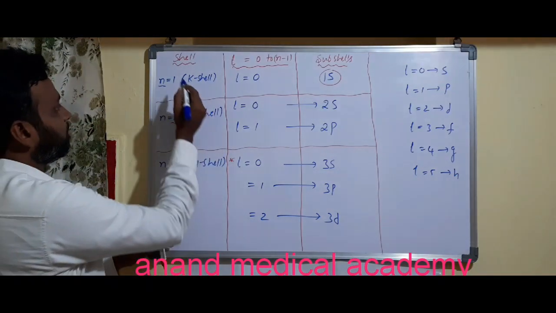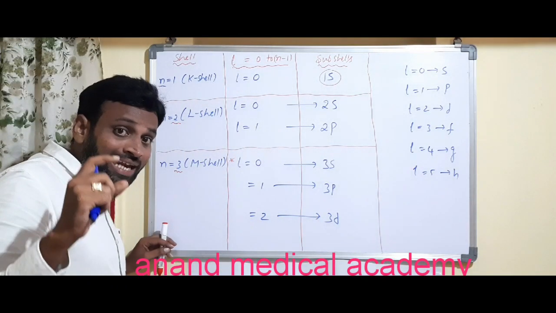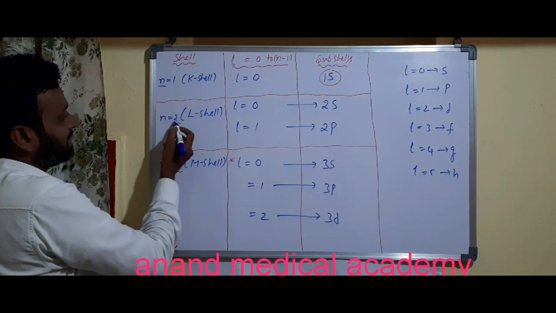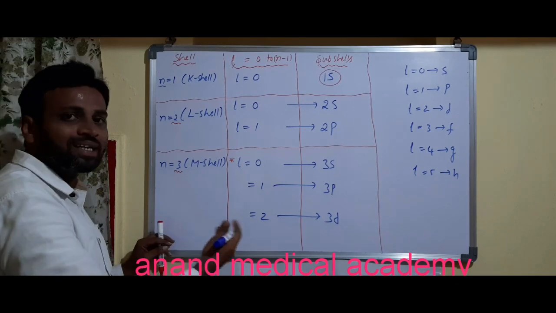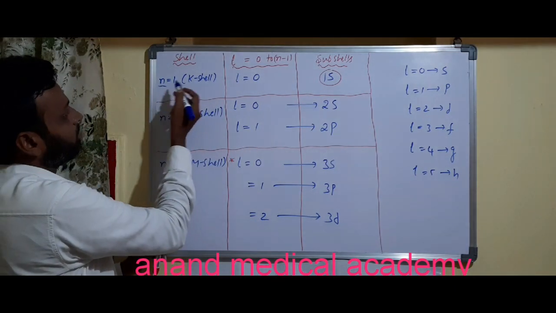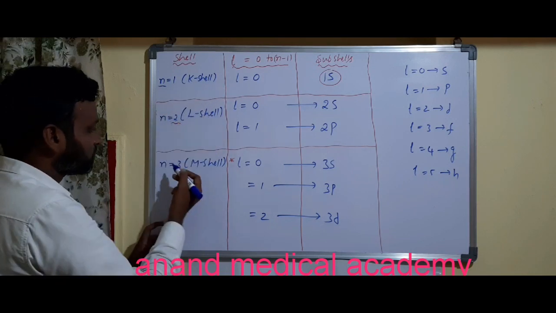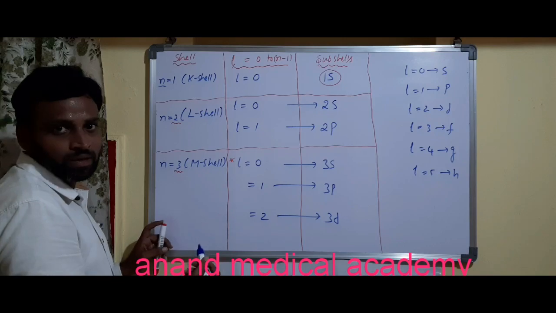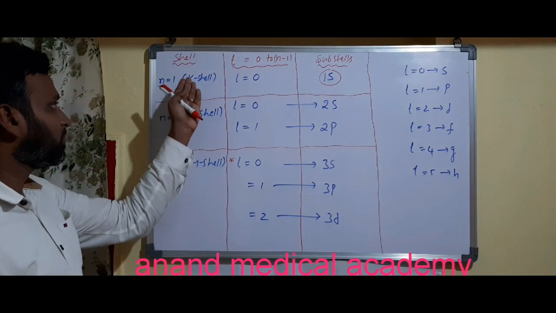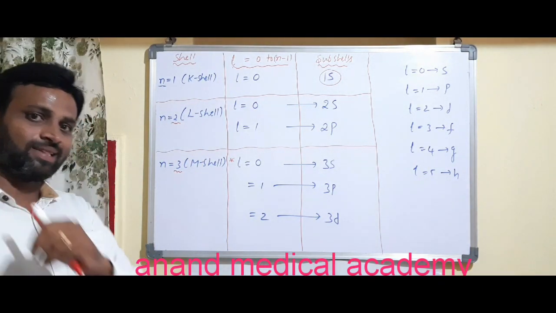Let's see, the shell number is a small n. What are those? n equals 1, n equals 2, n equals 3. It's a recap, that's why I've already written it. Don't worry. n equals 1 means what shell? K shell. n equals 2 means L shell. n equals 3 means M shell. Next shell? A few asked me earlier. Very simple, alphabetical order: K, L, M, N, O, P, Q and so on.